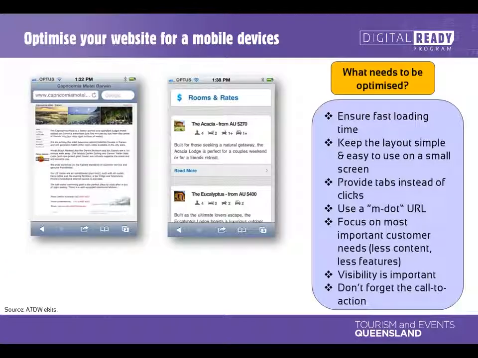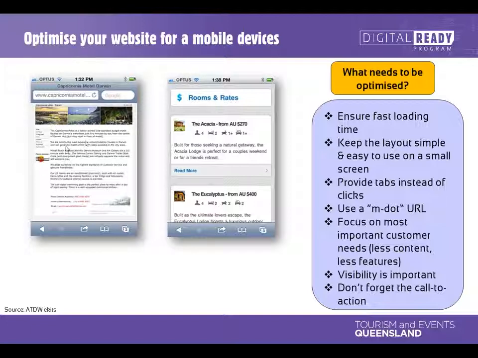Okay, well, what does that mean for us? This is an example of how a normal, not optimized website looks on a smartphone on the left-hand side. You can see the navigation is hard to read. You actually cannot read the navigation or the text at all if you do not zoom in, and the overall impression is not really nice.